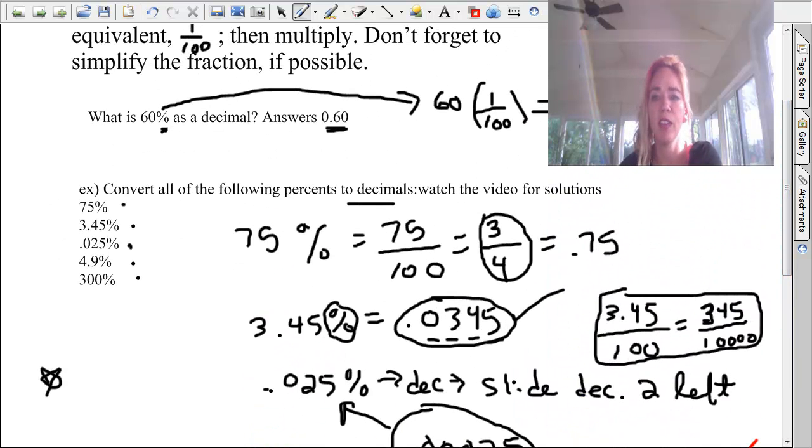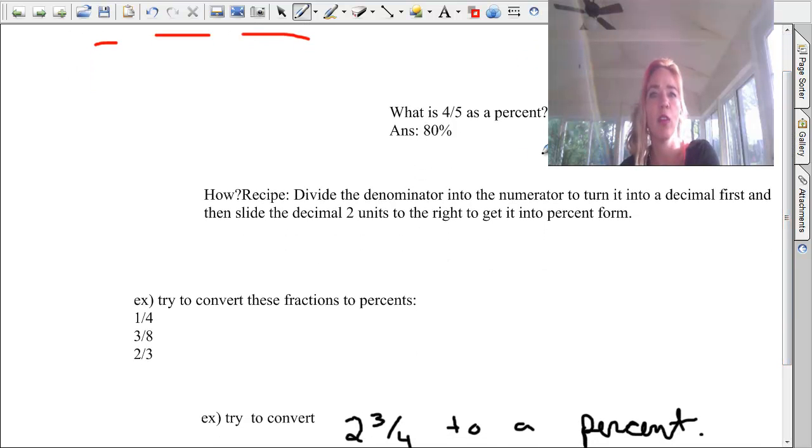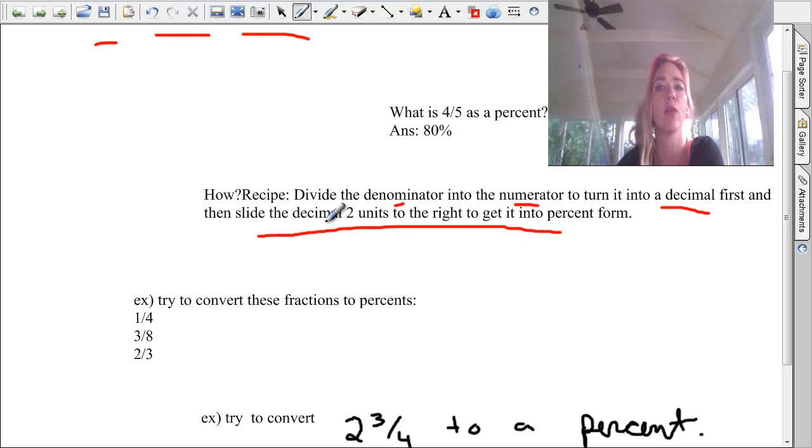I'm going to hit pause here a sec. All right, and let's see what we have cooking on the next slide. Okay, on the next slide, we're going to write a fraction as a percent. And we kind of talked about this already, but it's all good practice. What is 4/5 as a percent? The answer is 80%. Some people have good intuition with this, but if you're looking for a general recipe, divide the denominator into the numerator to turn it into a decimal first, and then send it to percent form by sliding the decimal 2 units to the right.